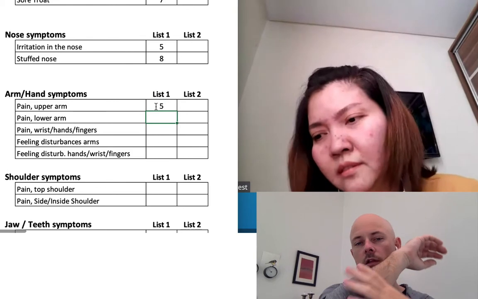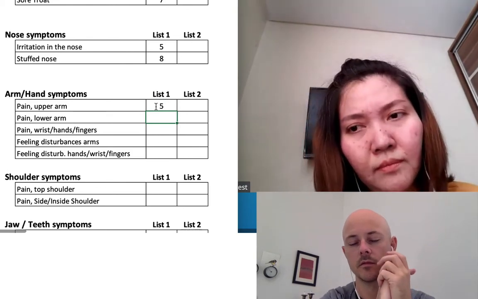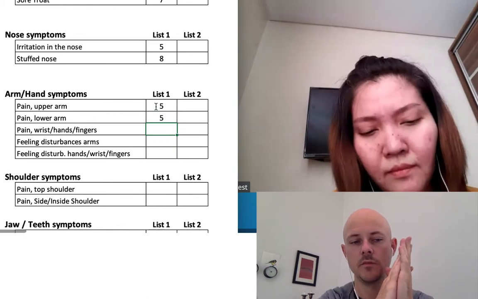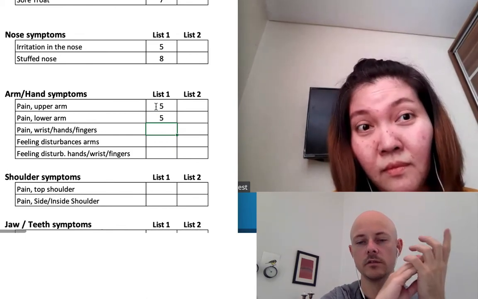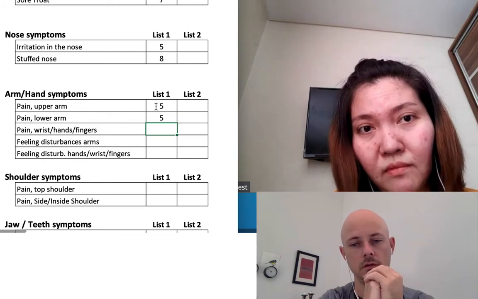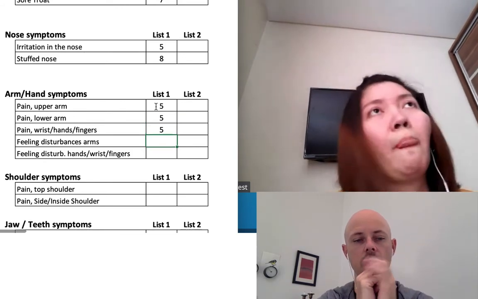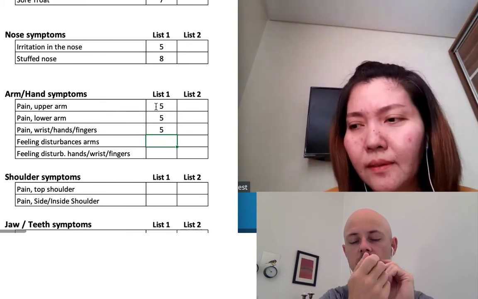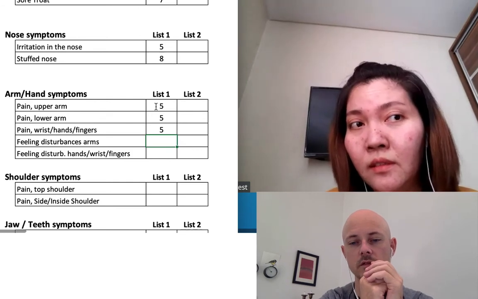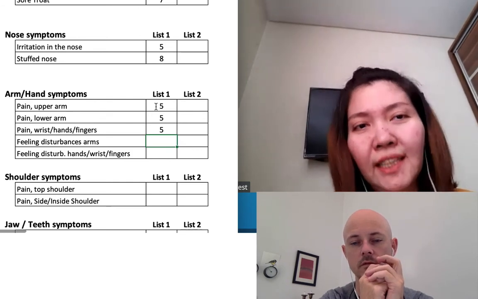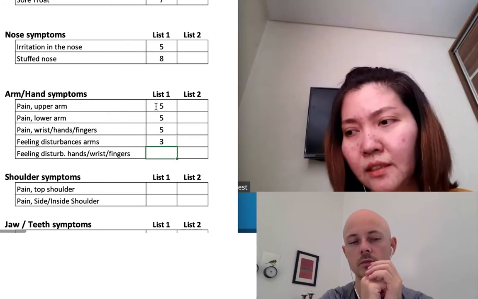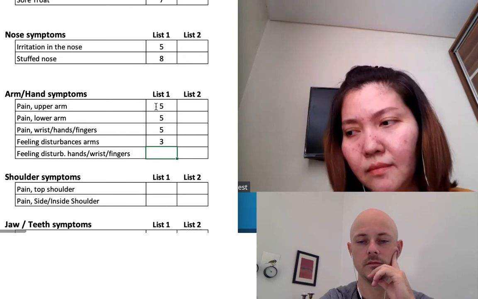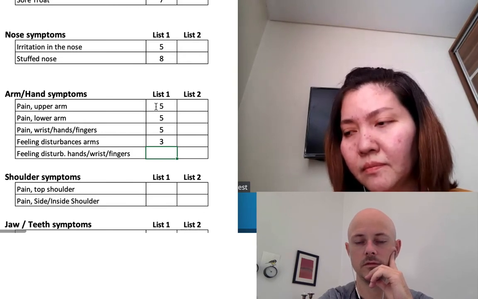And then we have pain in the lower arm. 5 also. And then we have pain in the wrist, hands, and fingers. 5 also. And then we have feeling disturbances in the arms. So it can be tingling or numbness. 3. Yes. And then we have feeling disturbances in the hands, wrist, and fingers. 3.